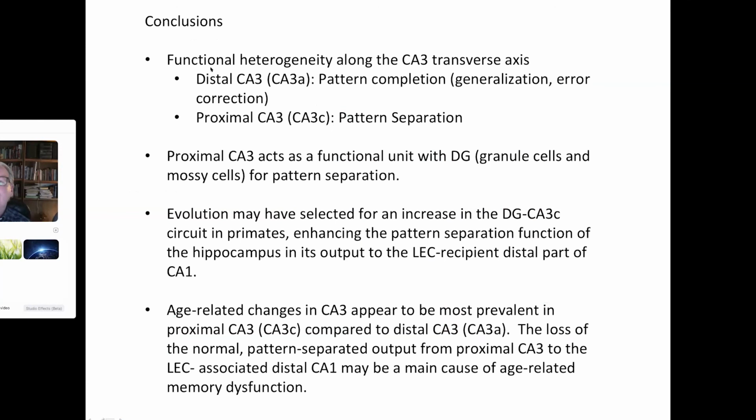So to conclude, there is this functional heterogeneity around the CA3 transverse axis in terms of pattern separation and completion. Proximal CA3 acts as a unit with dentate. Evolution may have selected an increase in the dentate CA3 circuit in primates, enhancing the pattern separation function of the hippocampus. And age-related changes in CA3 seem to be most prevalent in proximal CA3 compared to distal CA3.